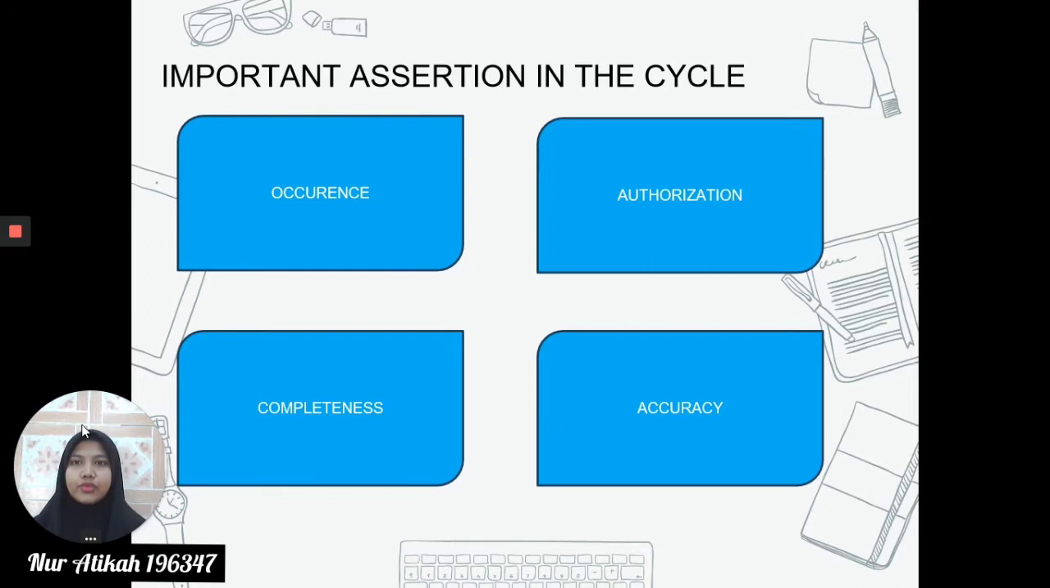Okay, next I will explain about important assertions in this cycle. So the first important assertion is occurrence. So Dadu Enterprise Berhad recorded the sales only with approved customer orders and shipping documents.